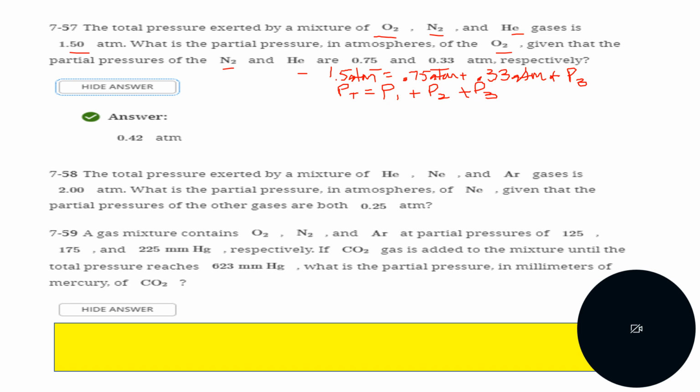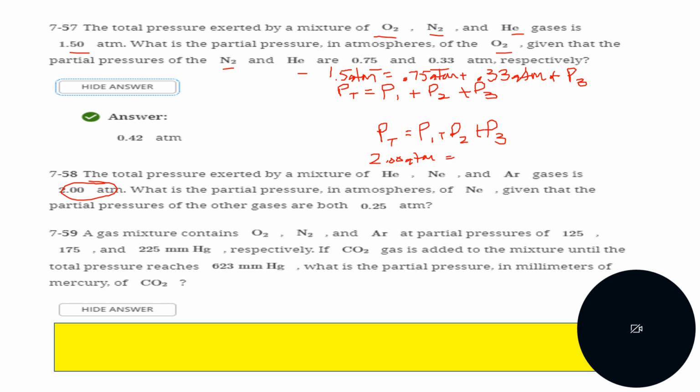Next one, number 58. The total pressure exerted by a mixture of helium, neon, and argon is 2 atm. What's the partial pressure in atmospheres of neon given the partial pressures of the other two gases are both 0.25? So it's the same equation. Again, you can label 1, 2, and 3 as your gases, but it's not going to affect your answer. So all the gases are 2.